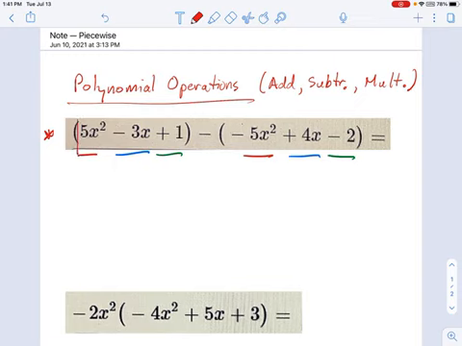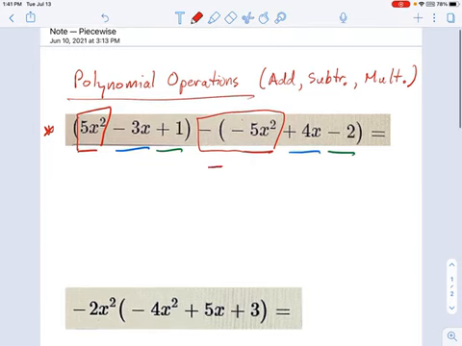So if you look here, we've got 5x squared and minus a negative 5x squared. Now if you remember, minus and negative, those cancel out. It's like you're putting the two negative signs together. Here's one, there's the other. It makes a plus sign. So we're going to actually add 5x squared plus another 5x squared. So that's going to be 10x squared.